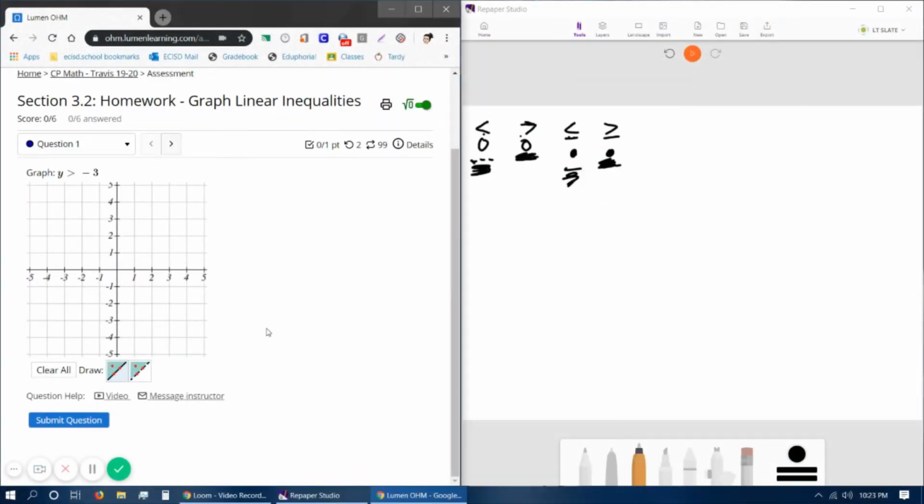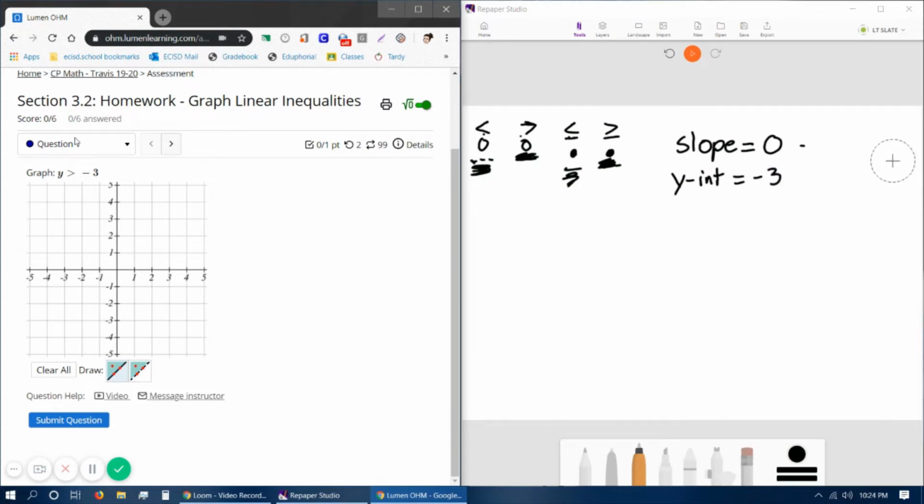This first problem is already in y equals format, because y is by itself on the left-hand side of the inequality. This question does not have an x. That means our line will have a slope of 0, making it a horizontal line. If you look at the number, that will tell you your y-intercept. For my problem, the y-intercept is -3.